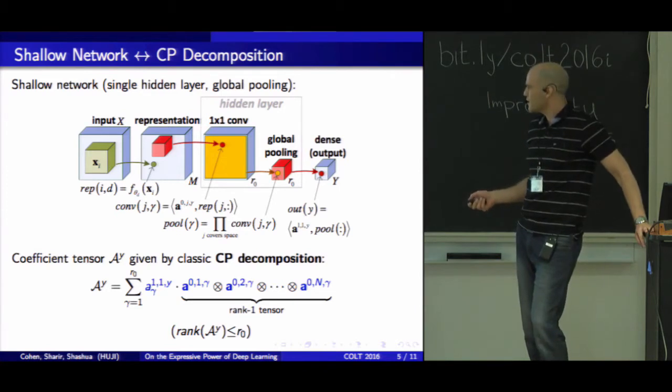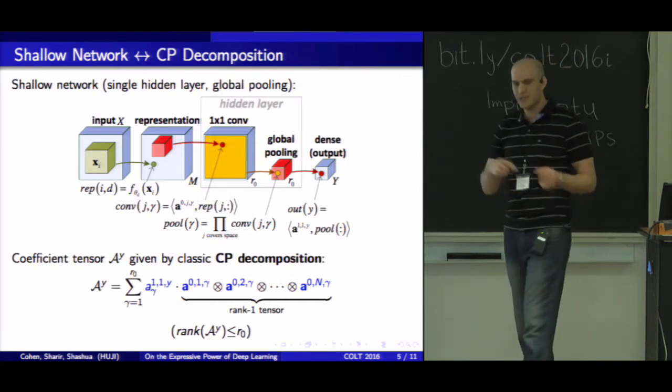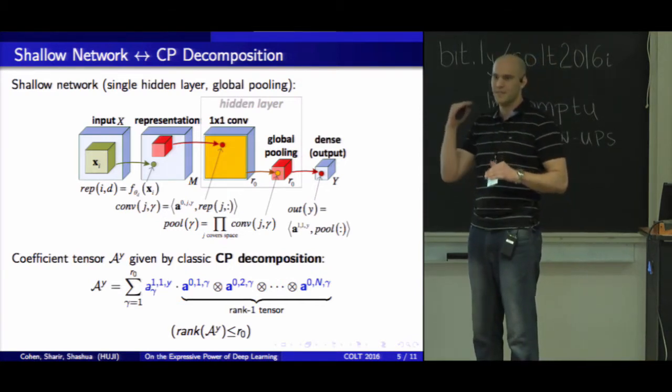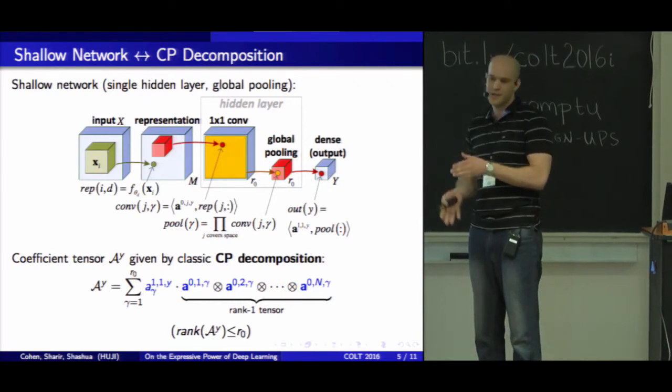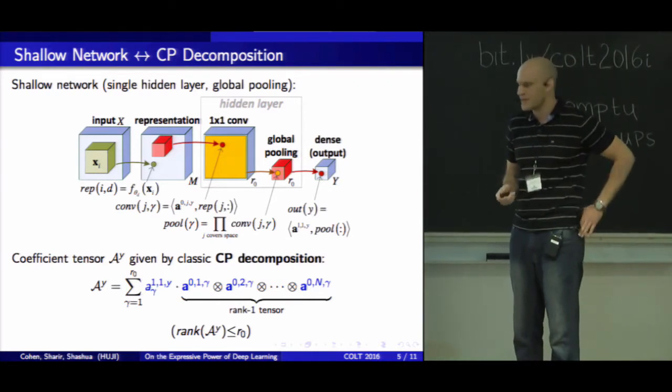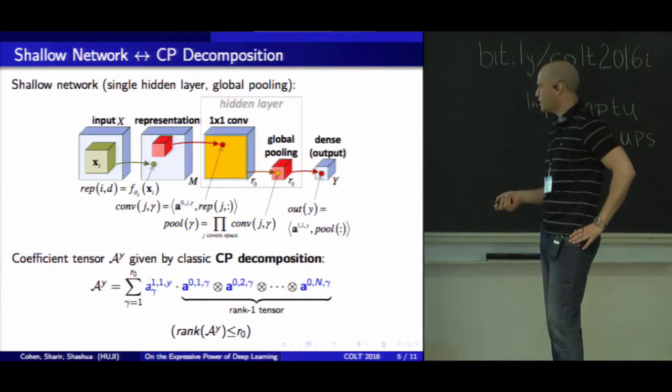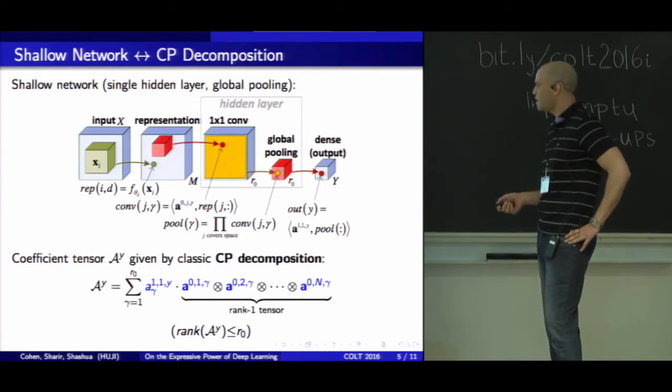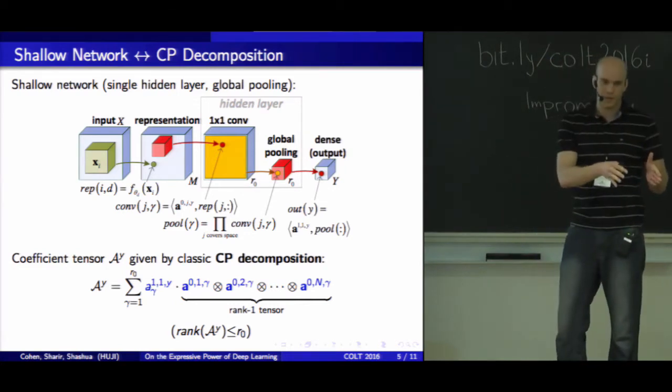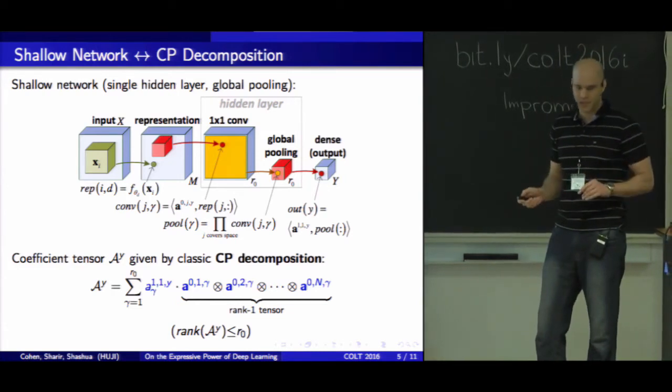So in this case, the rank of this tensor will not be more than the number of terms here. Just like in matrices, the rank of a tensor is defined to be the minimal number of rank 1 tensors that, when summed up, can produce that tensor. So I'll get back to rank later with the central theorem. But the basic idea here is shallow network, classic CP decomposition.